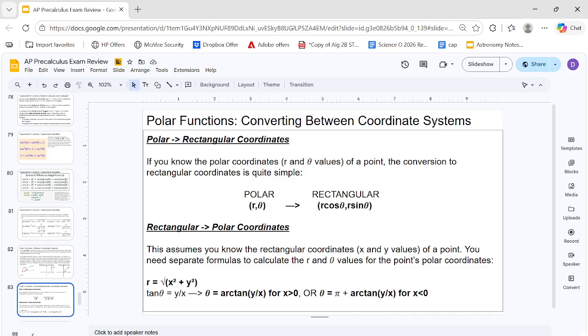If you're going from rectangular to polar, first you have to get the r by taking the square root of x squared plus y squared. And there's two different formulas. Theta is tangent inverse of y over x if x is positive, but theta is pi plus tangent inverse of y over x if x is negative.